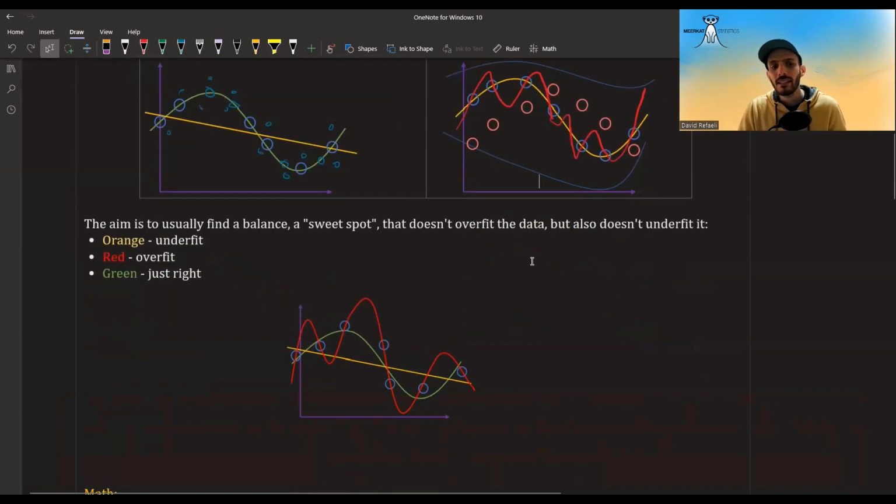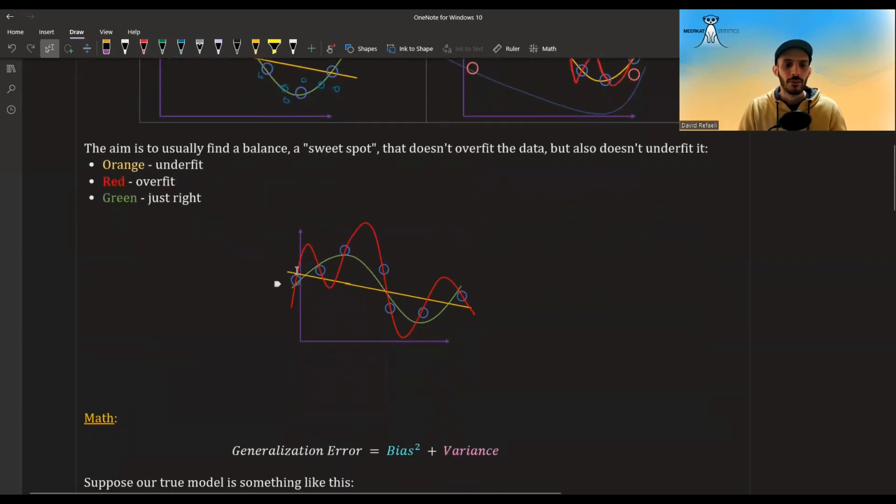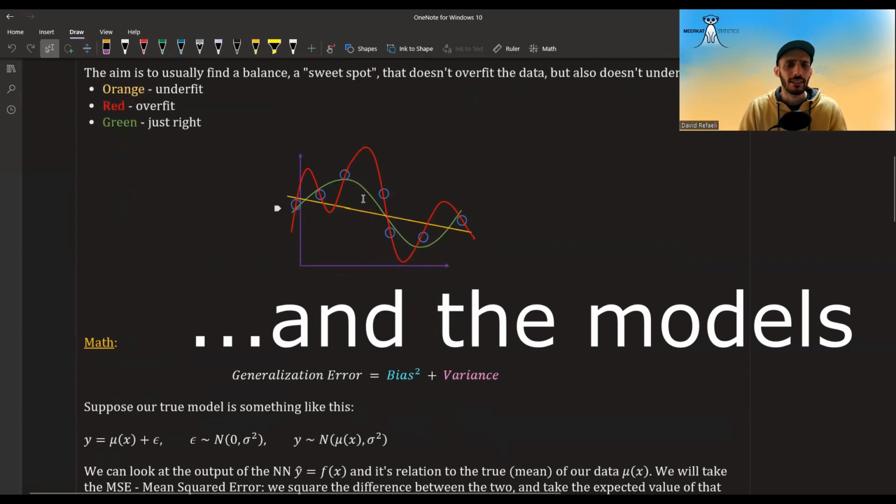So usually there's a need to find a balance, or a sweet spot, where we don't overfit the data, but we also don't underfit it. In this graph over here, looking at the data, the blue points, the orange line seems to underfit the data, the red line seems to overfit the data, but the green line seems to be just right. This is just from eyeballing the data.